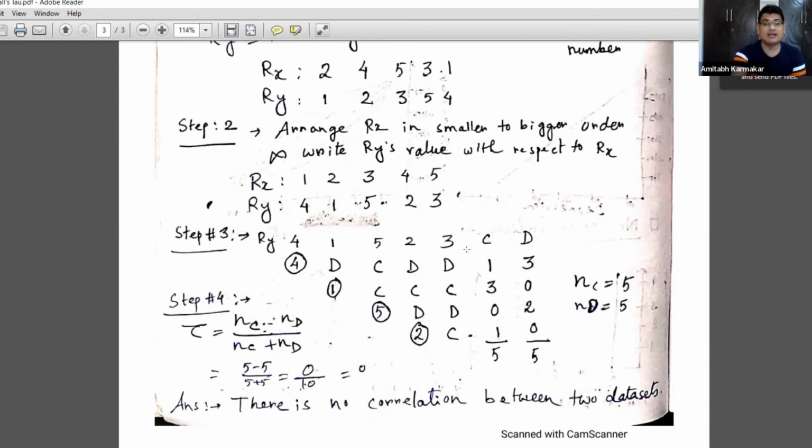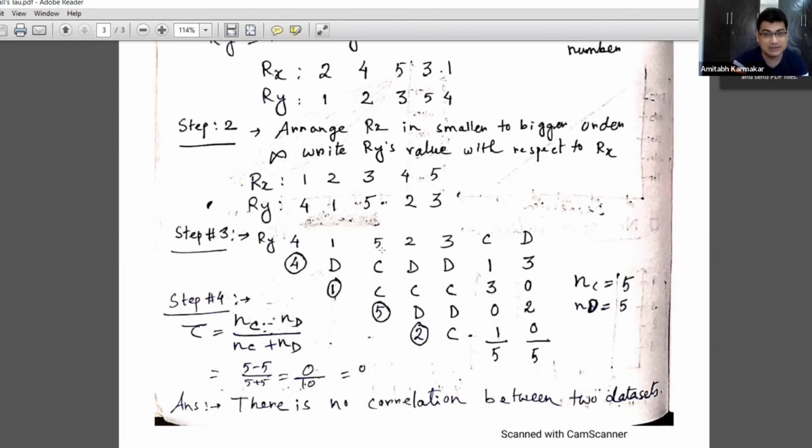First we'll circle 4. So now tell me, 1 is less than 4 or greater than 4? Less than 4, right? So if 1 is less than 4, we'll write D. Discordance means it is going down. Concordance means greater, the higher value. So 1 is always less than 4, so it will be D.